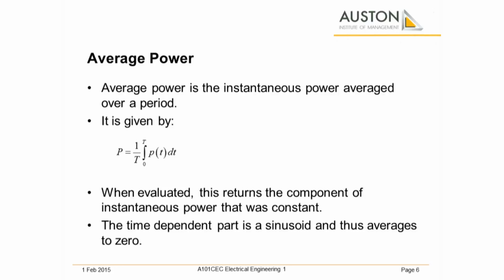The second type of power is the average power. Average power is the instantaneous power averaged over a period of time. The average power is the component of the instantaneous power that was constant.